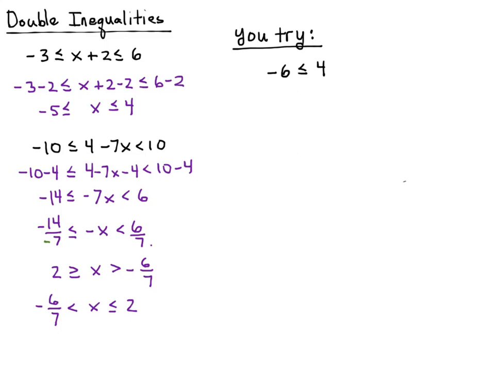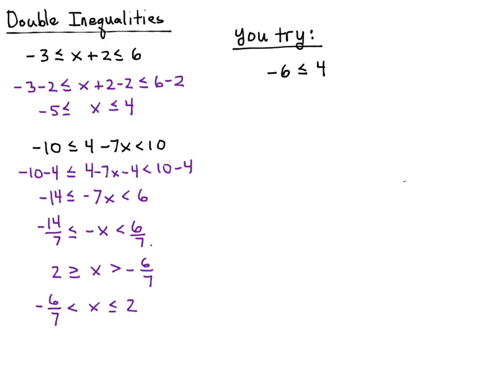And so if I, did I even do this one right? You switch the signs? Oh, you know what I did? I'm wrong here. I did do it right. What I did was I just divided by 7 before I did anything. So I have negative 14/7 is less than or equal to negative x, which is less than 6/7.